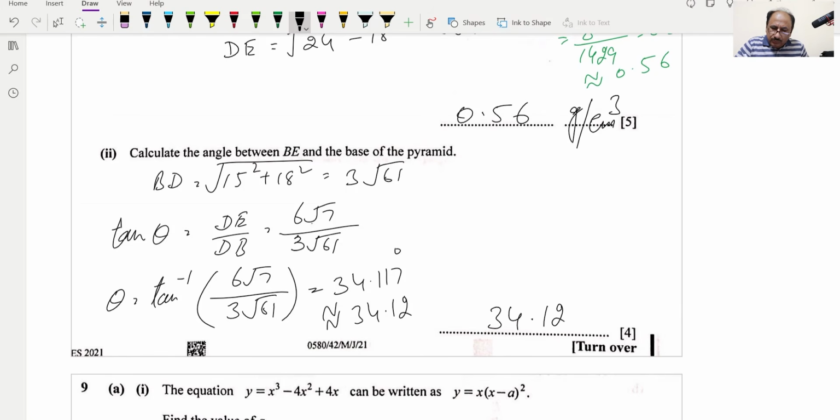34.12 degrees. Basically, this is the answer.